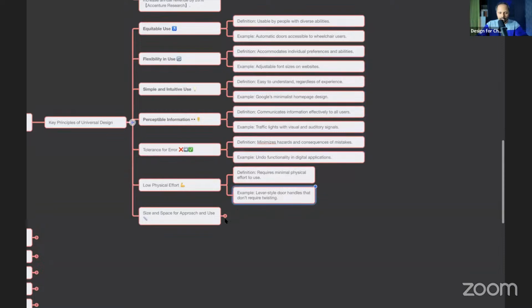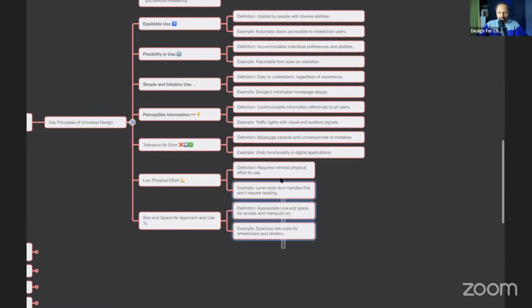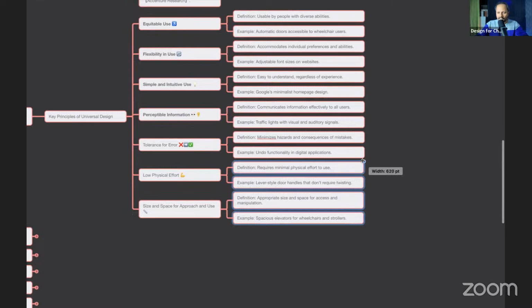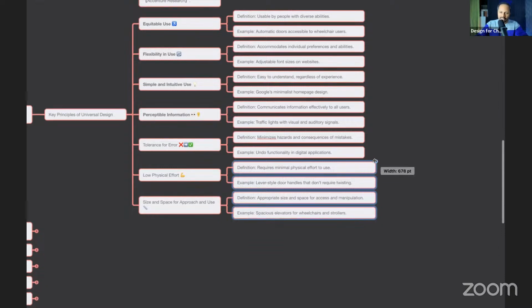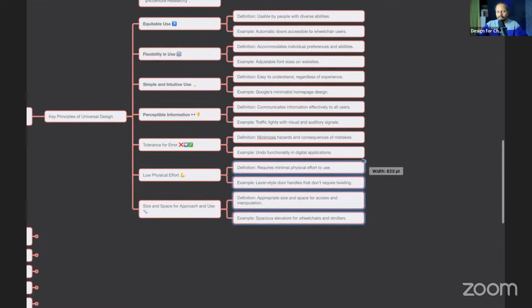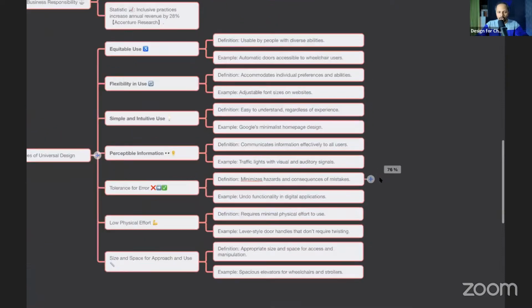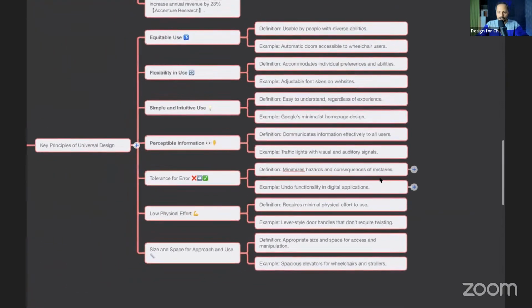Okay, and also think about low physical effort. How can we make it require even less physical effort for people with different disabilities, with different learning curves, with different digital literacy? If they are not educated, how can you make it really universal for them?